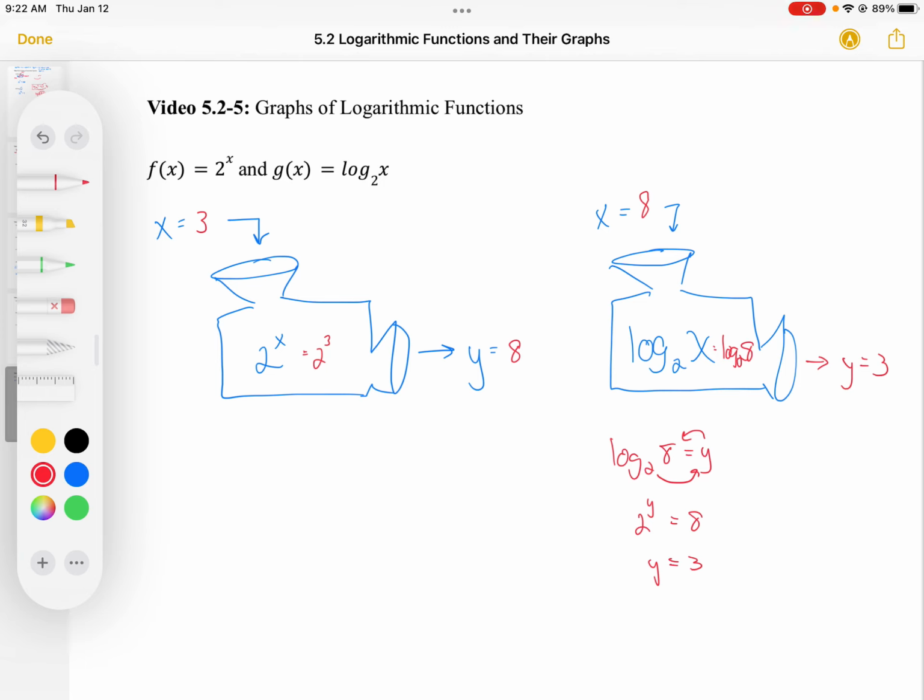Now, if you take a step back, you can see that these two functions are inverses of each other. And even though I chose only one point, this relationship is going to be maintained. I started with 3, dropped 3 into the function f of x, out came an 8. I took that 8, plugged it into the second function, and out came a 3, which is what I started with. So 2 to the power of x and log base 2 of x are inverses.